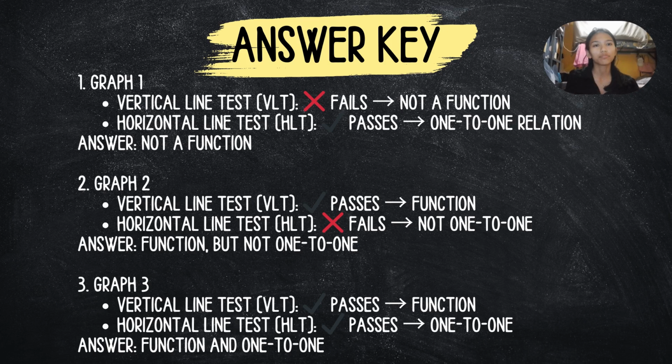And for graph 3, for the vertical line test, it passes, which means it is a function. And for the horizontal line test, it also passes and it is one-to-one. So it is a function and it is one-to-one.